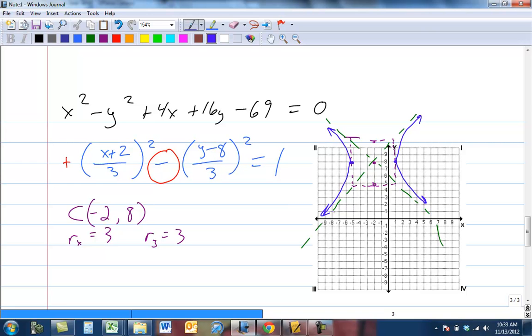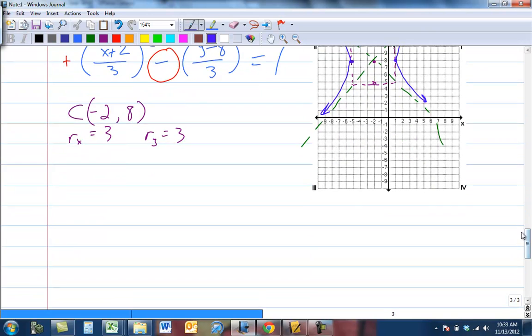Let's find the foci. Remember, the foci, c squared equals r sub x squared plus r sub y squared, which is 3 squared plus 3 squared. C squared is equal to 18, so C is approximately plus or minus 4.24. That's our focal radius.